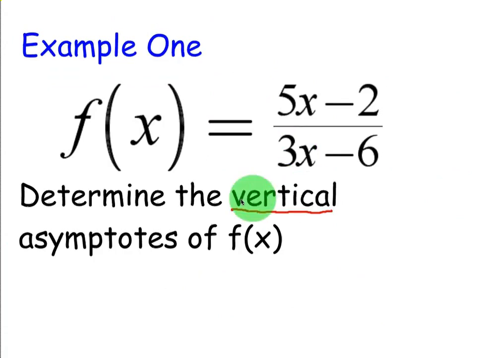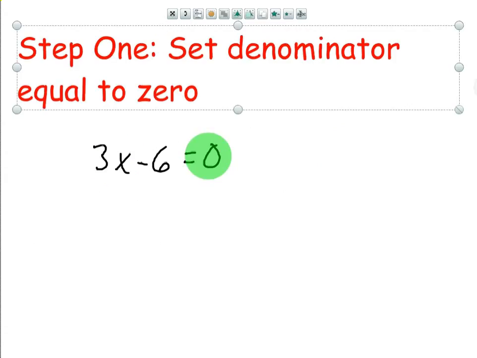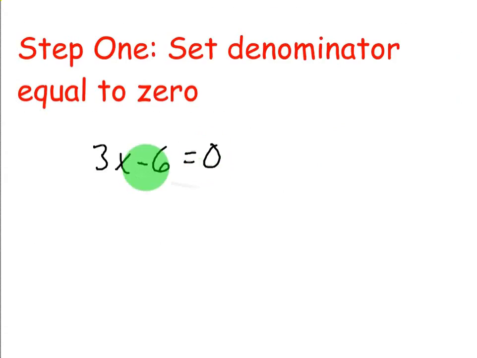So the question is, how do you figure out the vertical? Well, step 1 is going to be the same as holes. Set the bottom equal to 0, solve for x. All right, so we're going to take 3x minus 6 and set it equal to 0 for the first step. All right, so how would you solve for x from there? Add 6. Good. Add 6 and then divide by 3.